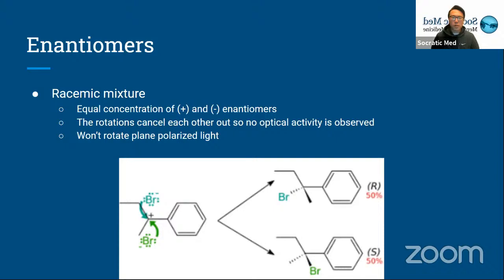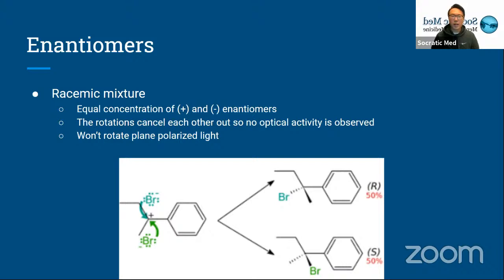And then there's also a specific type of enantiomer mixture known as a racemic mixture. This is when you have equal concentrations of the positive and the negative enantiomers. And like I said before, they have the same degree of rotation, but because they have opposite R and S configurations at every chiral center, they rotate in opposite directions.